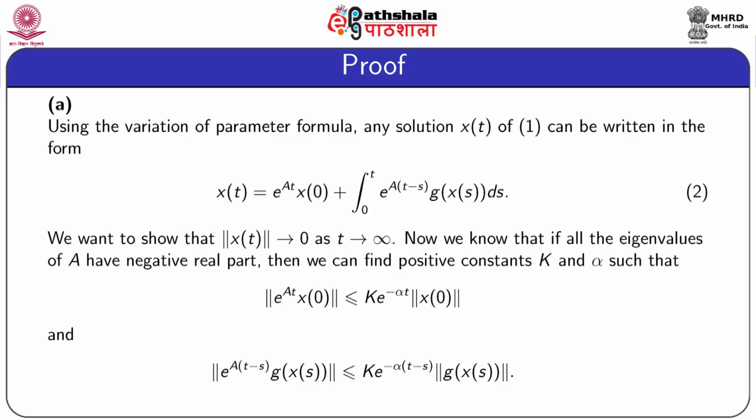Now, we know that if all the eigenvalues of A have negative real part, then we can find positive constants k and alpha such that the norm of e^(At) x0 is less than or equal to k times e^(-alpha t) times the norm of x0, and the norm of e^(A(t-s)) G(x(s)) is less than or equal to k times e^(-alpha(t-s)) times the norm of G(x(s)).